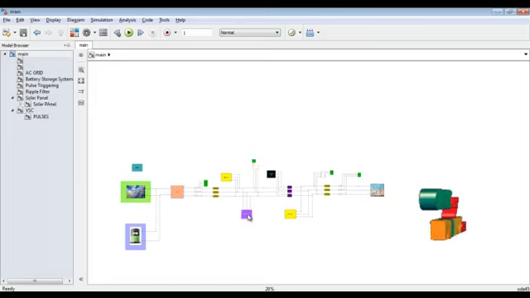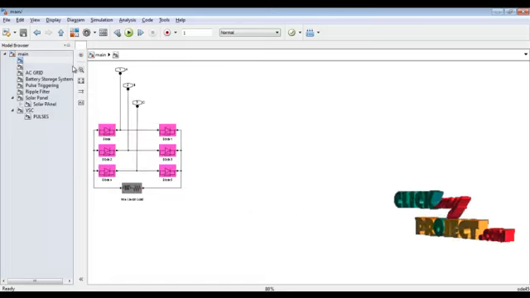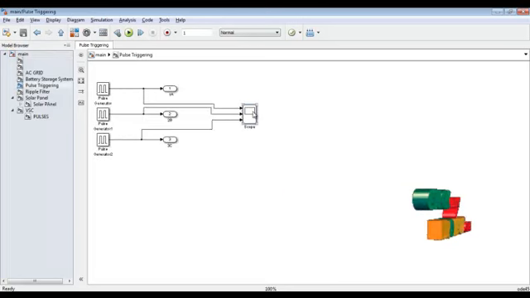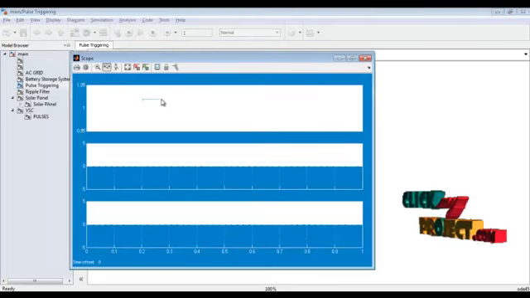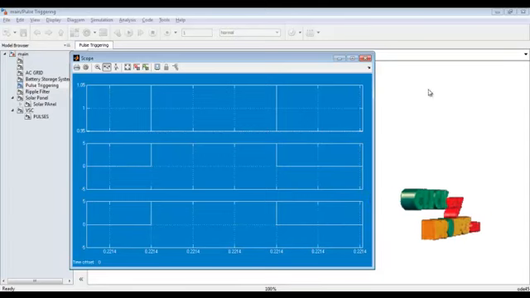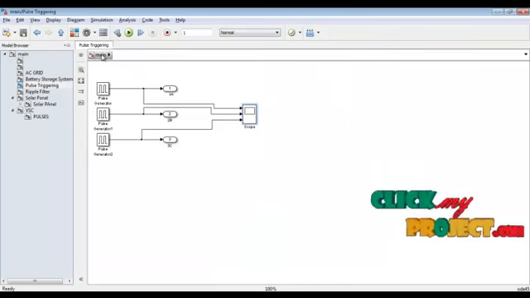Then we go to our non-linear load. This is our switching pulse of the line. You can get the exact zoom. Similarly we can get the result of turning on and off the 3 phase lines using the switch.